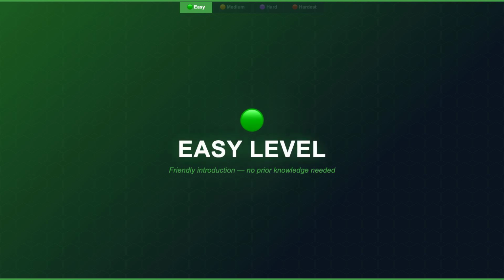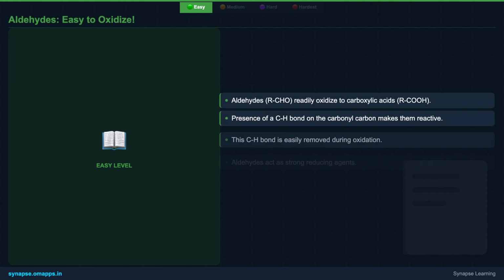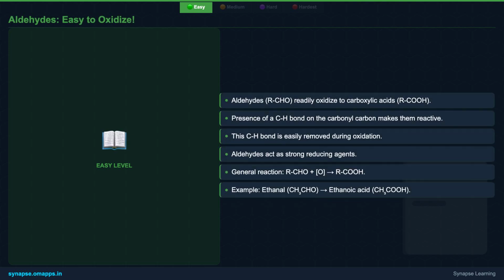Let's kick things off with the easy level. We'll understand the fundamental differences in how aldehydes and ketones react with oxidizing agents. First, let's talk about aldehydes. They are quite eager to get oxidized. Why? Because they have a special hydrogen atom directly attached to their carbonyl carbon. This hydrogen is relatively easy to remove, allowing aldehydes to readily transform into carboxylic acids.